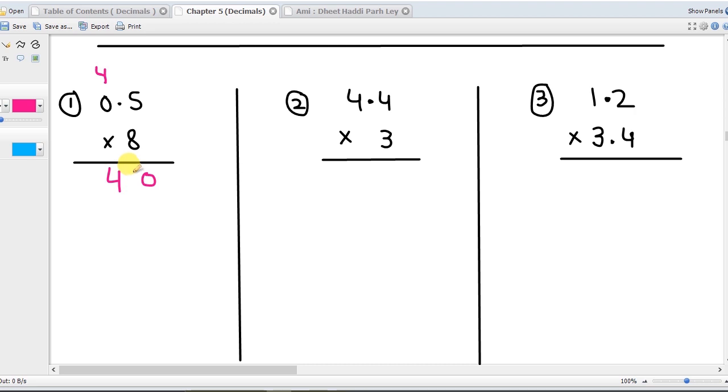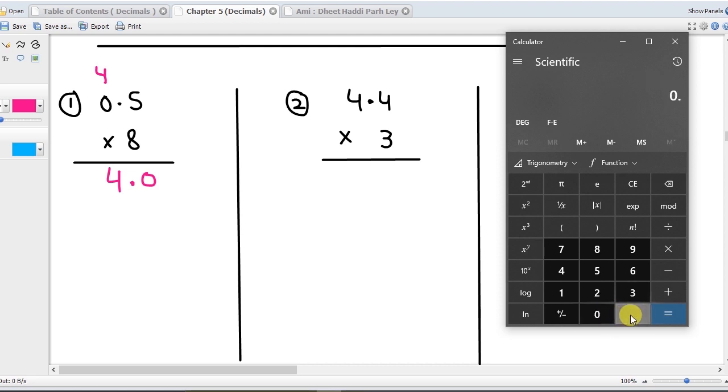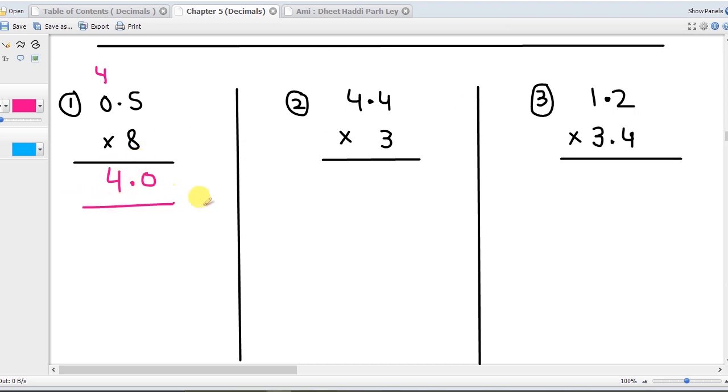Now where should we write the decimal point? Since in the question, how many digits were there after the decimal point? There is just one digit, so just put 1. So we have to put the decimal point in our answer so that it contains one digit after the decimal point. So this is our answer, right? Let's just verify our answer. So it's 0.5 times 8. So see, we got our answer 4 or 4.0, right?